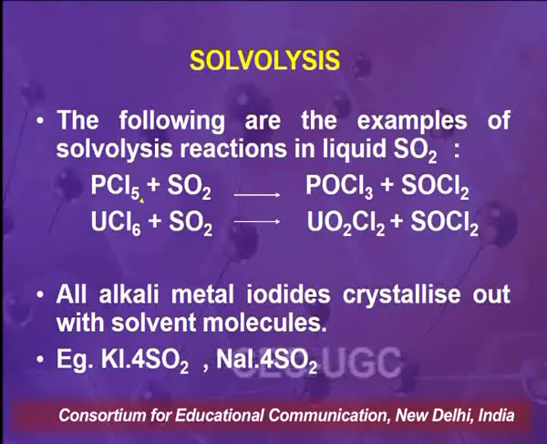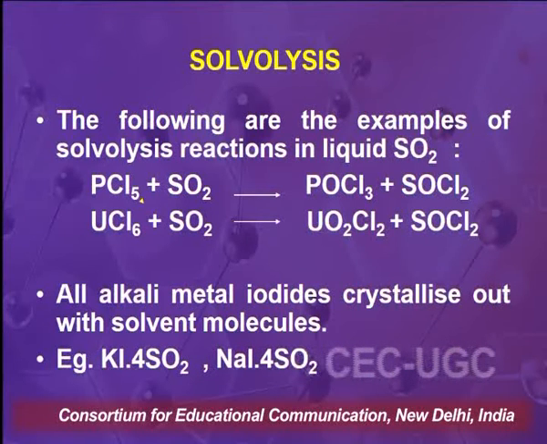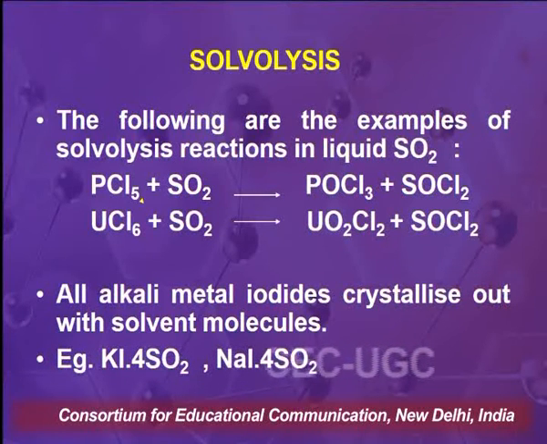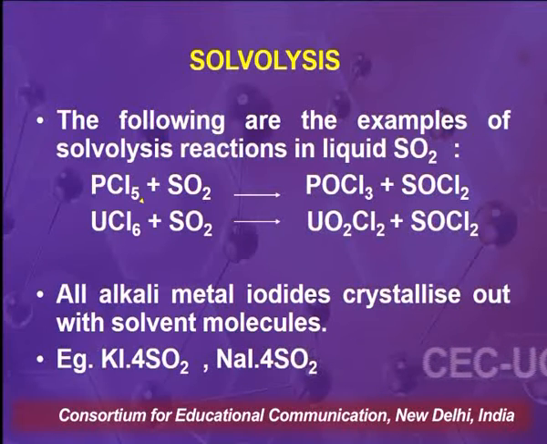The next class of reactions in liquid sulfur dioxide include solvolysis reactions. Solvolysis, as we have already discussed, is a process where these ammonia molecules or the solvent molecules break up, and the following examples depict the solvolysis reactions in liquid sulfur dioxide. Whatever reactions we are discussing or we have already discussed are now taking place in liquid sulfur dioxide as the solvent. So PCl5 or phosphorus pentachloride reacts with sulfur dioxide in presence of the solvent, which is liquid sulfur dioxide.